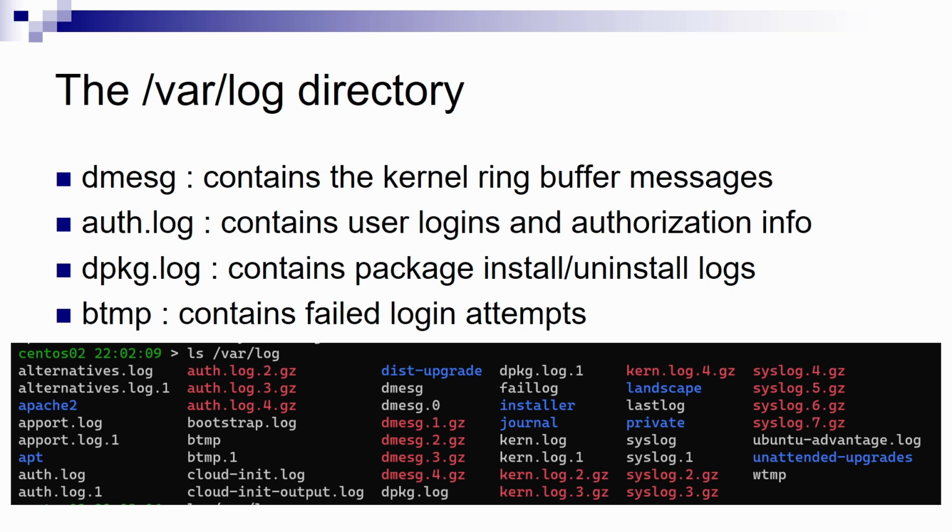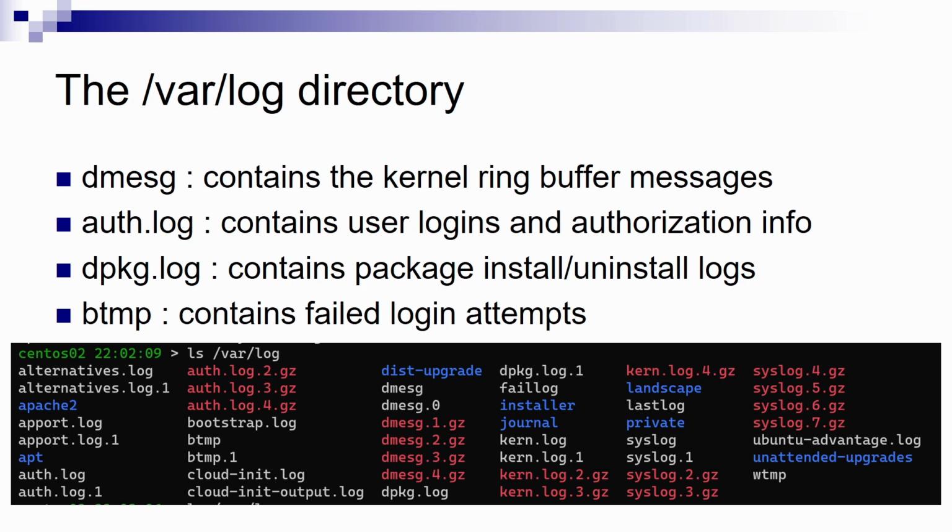Now I wrote here four of the main logs that I think are interesting to you, which you can check out. First is the dmesg log, and this contains the kernel ring buffer, which basically contains messages regarding devices. So when you plug in new devices or devices are initialized, you will see all of these messages in dmesg. The next log is auth.log, and this contains all user logins and authorization info. So when a user logs in or wants to do something, you should find that information here.